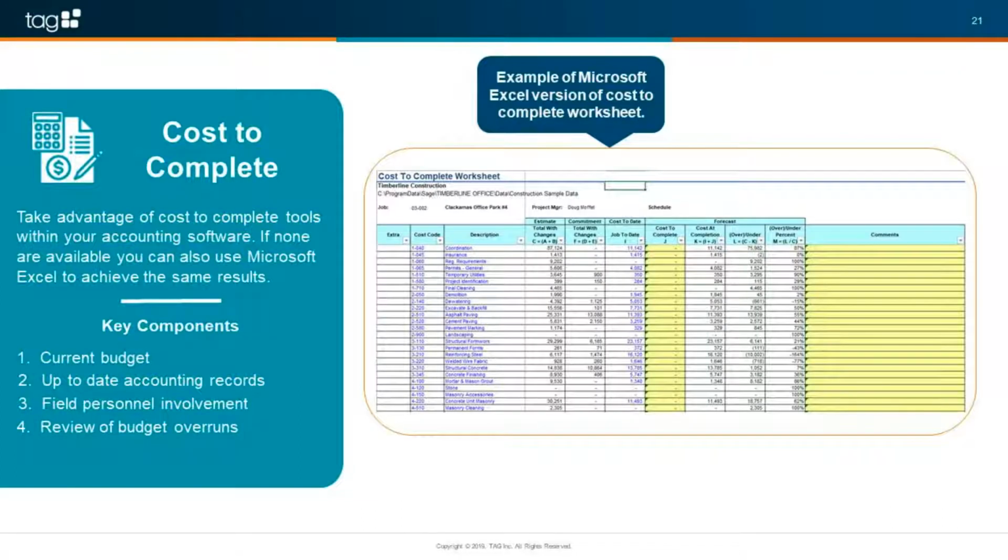So here I've also shown an example of a Microsoft Excel version of the Cost to Complete. Again, it has the same information. It's just in Excel. This one also has a section available for comments. So maybe the PMs or superintendents can explain maybe what's going on a particular cost code line item. So again, you have a lot of flexibility when it comes to these Cost to Complete worksheets, and they can provide valuable insight, especially when a job is in progress.